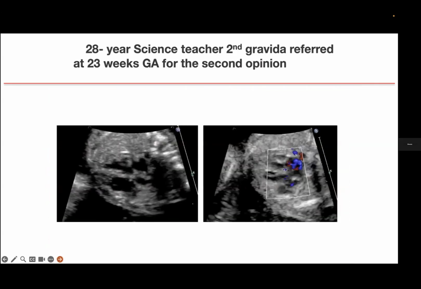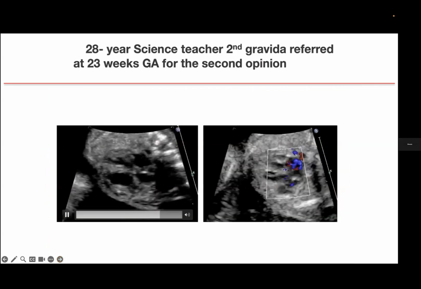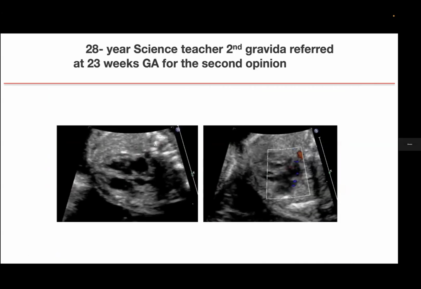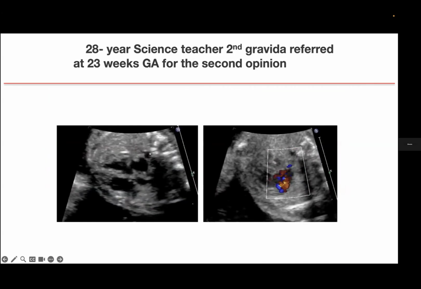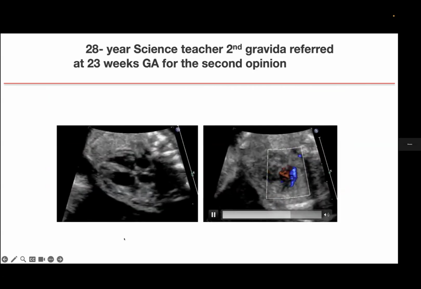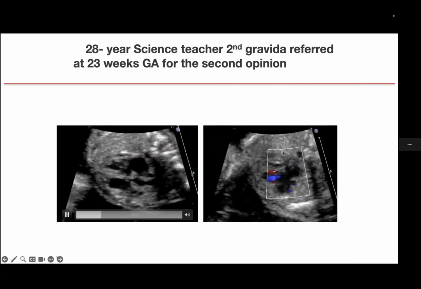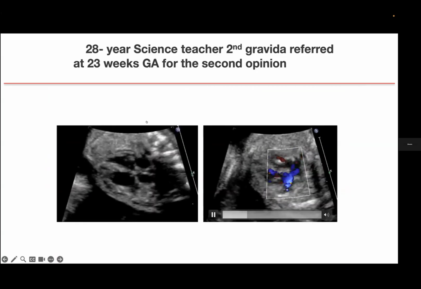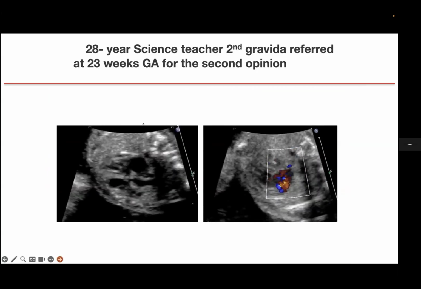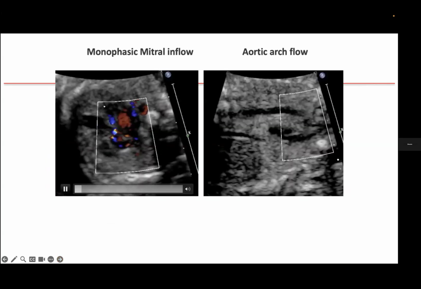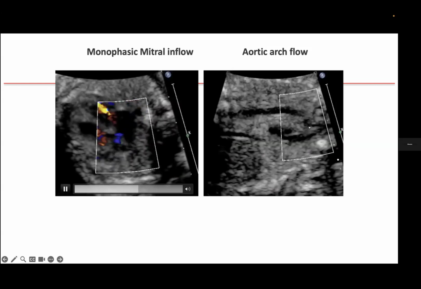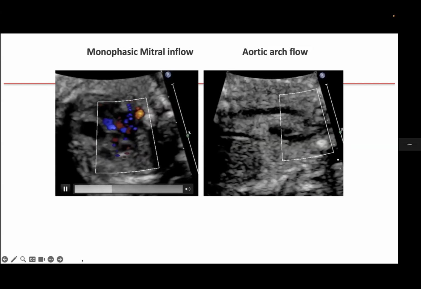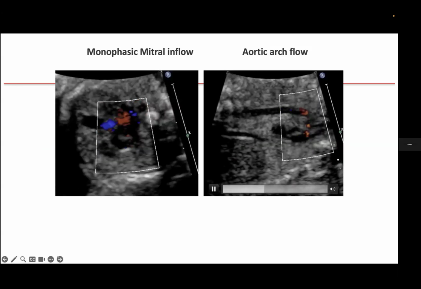So let's see a few case examples of how we have done this procedure. This is a 28-year-old science teacher, second gravida. This was our first case, a 23-weeker. As you can see, the four-chamber view looks normal, the foramen ovale looks fine, the flow looks fine, but there was a stenotic flow across the aortic valve, and you can see that there is a slightly stenotic flow across the mitral valve also. And this is the arch flow.